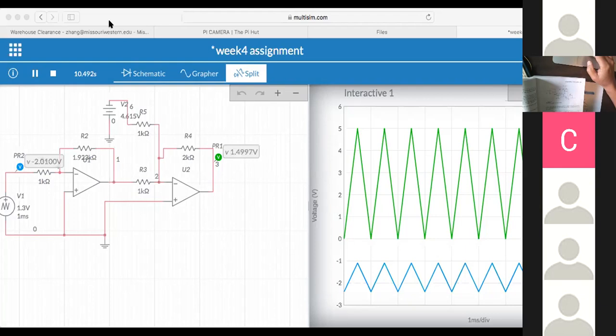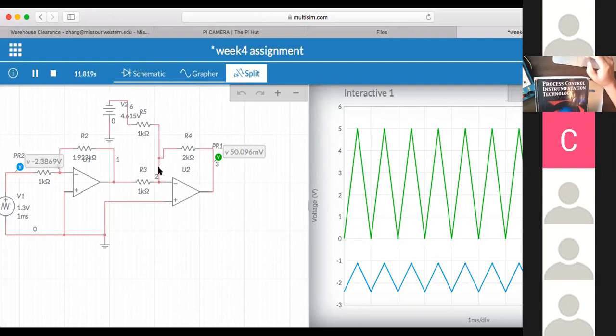I'll just do it now. Yeah, you do it now. Take a screenshot and upload it to Canvas. Okay. I will be here to answer your questions. That's one advantage of doing it here. Okay.